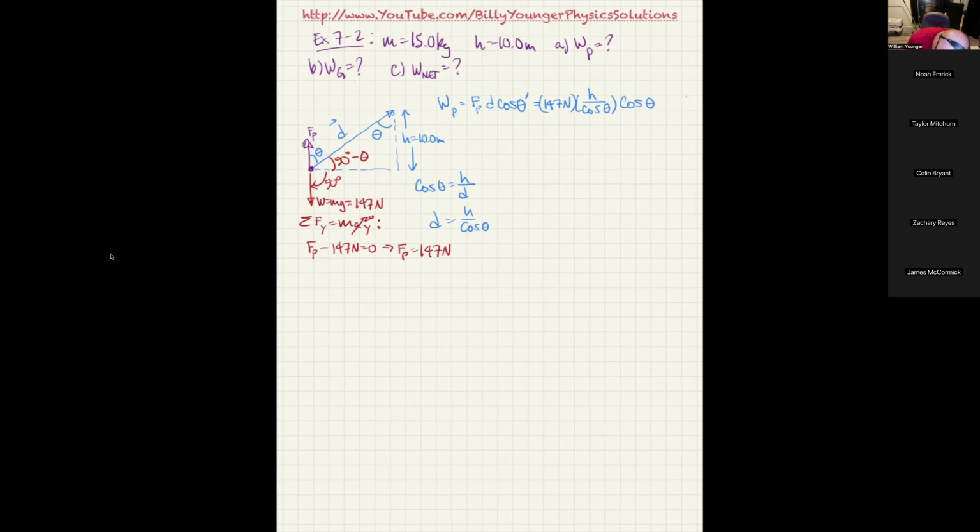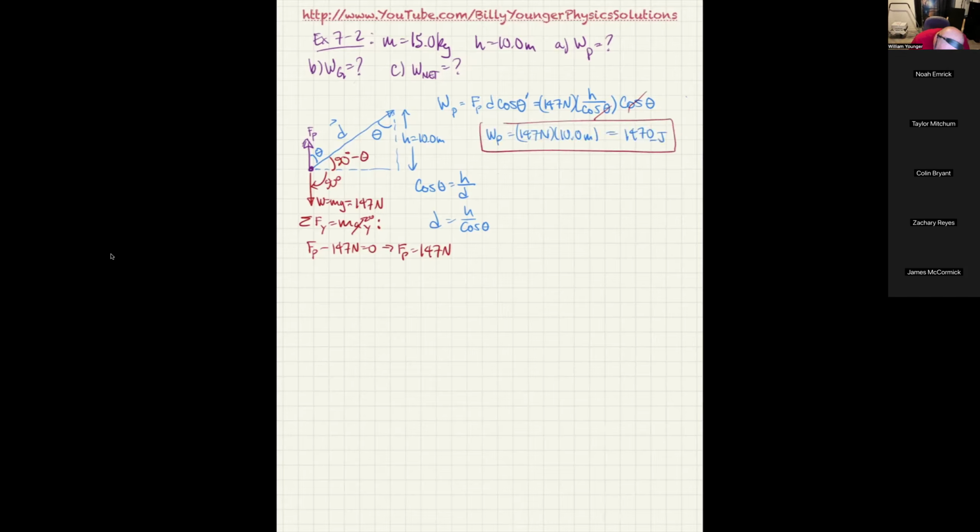We can see that the cosine thetas cancel out, and we get that the work done by the person force, Wp, is equal to 147 newtons times 10.0 meters, which equals 1,470 joules.